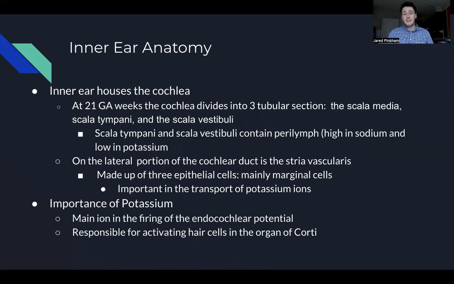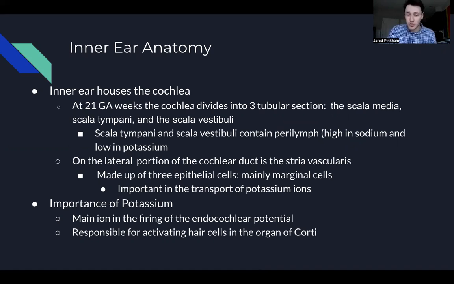So before we jump into CMV, let's talk about some inner ear anatomy, clarify some of those key players. The inner ear houses the cochlea, and we're going to talk about some gestational age because this infection mainly affects children in utero. At 21 gestational weeks, the cochlea completes its 2.5 turns, and then it divides into 3 tubular sections: the scala media, scala tympani, and the scala vestibuli. The scala tympani and vestibuli contain the perilymph, which is just that inner ear fluid that signals the hair cells. This is high in sodium and low in potassium.